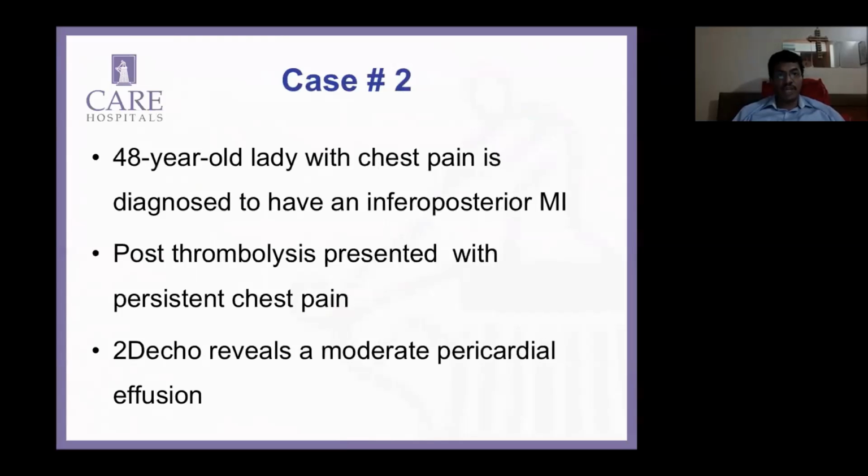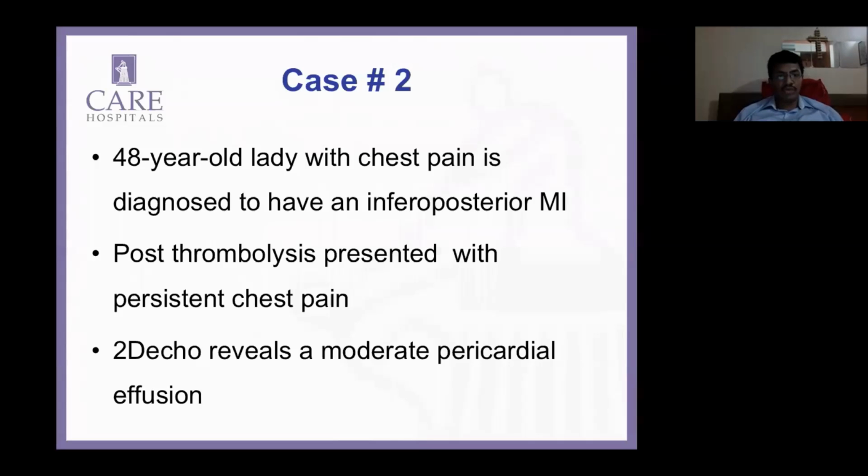It is a 48-year-old lady with chest pain diagnosed to have an inferoposterior MI and then given thrombolytic, which was obviously streptokinase, in the periphery, and then referred to the tertiary hospital. The period took about 4 hours or so. She had persistent chest pain on admission. Before we take these patients to the cath lab, we invariably do a bedside 2D echo in the ER, just to make sure of the diagnosis and that any mechanical complications are not there before we go in to do the primary or the rescue in this particular situation.